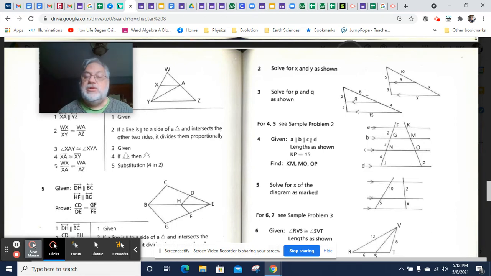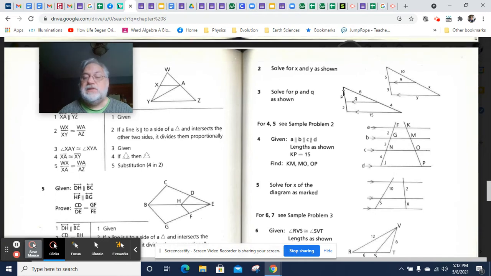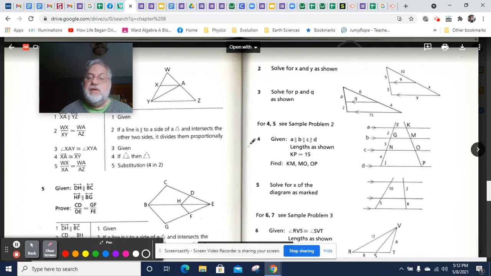P is to 2 as 6 is to 4. So P should be half of 6, so P should be 3. And Q is to 15 as 6 is to 6 plus 10. So Q is going to be to 15 as 6 is to 10. Okay, so we can set that proportion up nicely. We just have to write it all out. So Q is to 15 as 6 is to 10.